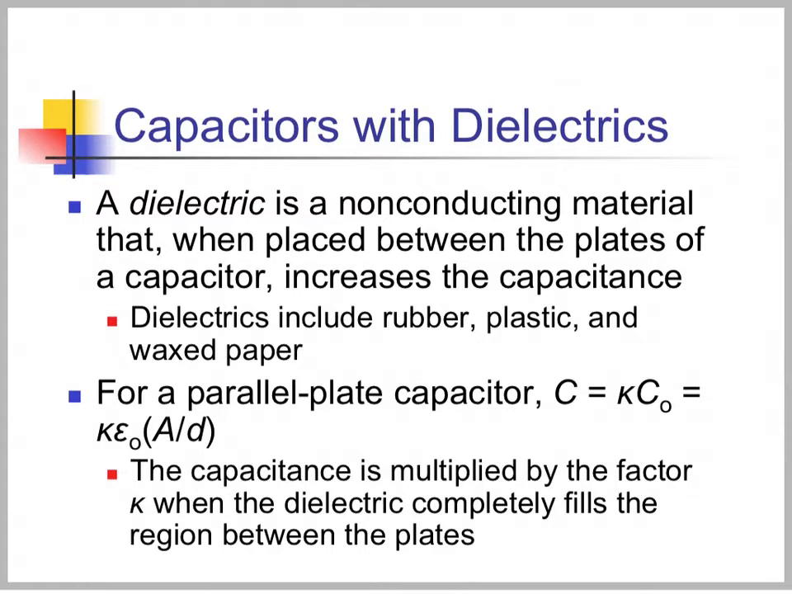For a parallel plate capacitor, we see that the capacitance is kappa C naught, where C naught is the capacitance without any dielectric in it, and kappa is the dielectric constant. So the capacitance is multiplied by this factor kappa when the dielectric completely fills the region between the plates.